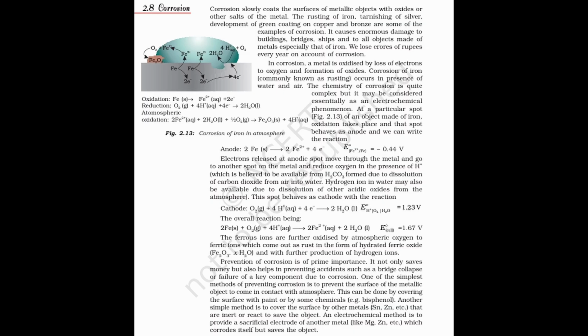Another important application of electrochemistry is the understanding of corrosion. Corrosion is the slow deterioration of metals due to chemical or electrochemical reactions with the environment. Rusting of iron, tarnishing of silver, and the green coating on copper are common examples. Corrosion causes enormous economic loss and can lead to serious accidents such as bridge failures or structural collapse.